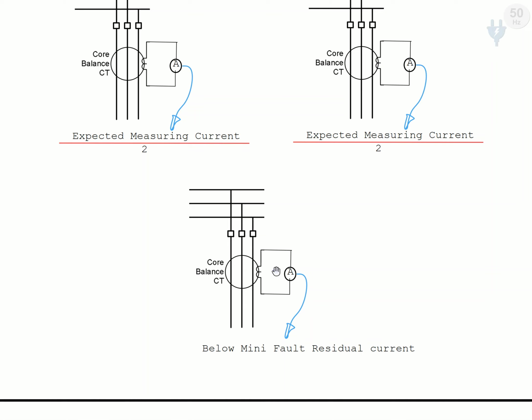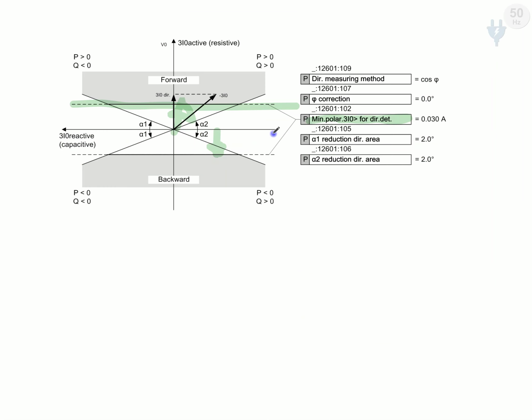for the resistive grounded, we find the minimum fault current which flows into our secondary of core balance transformer. That amount of the current, we find the minimum amount of the current during the fault, and that minimum amount of the current during the fault is our setting for the minimum polarization current for direction determination.